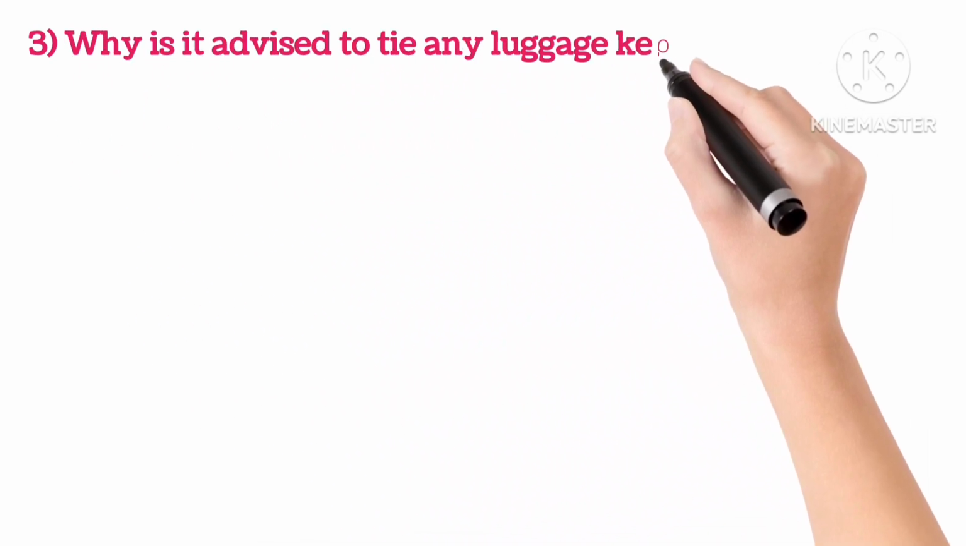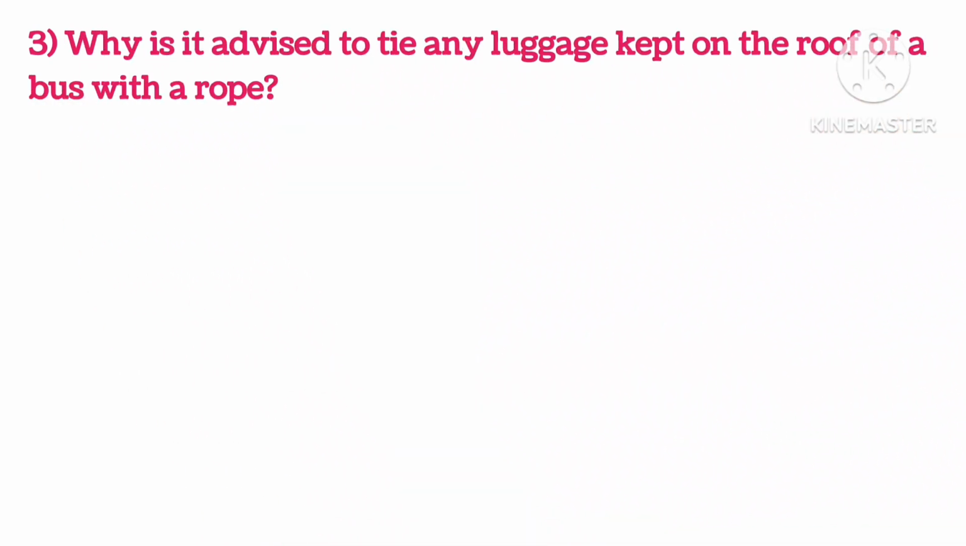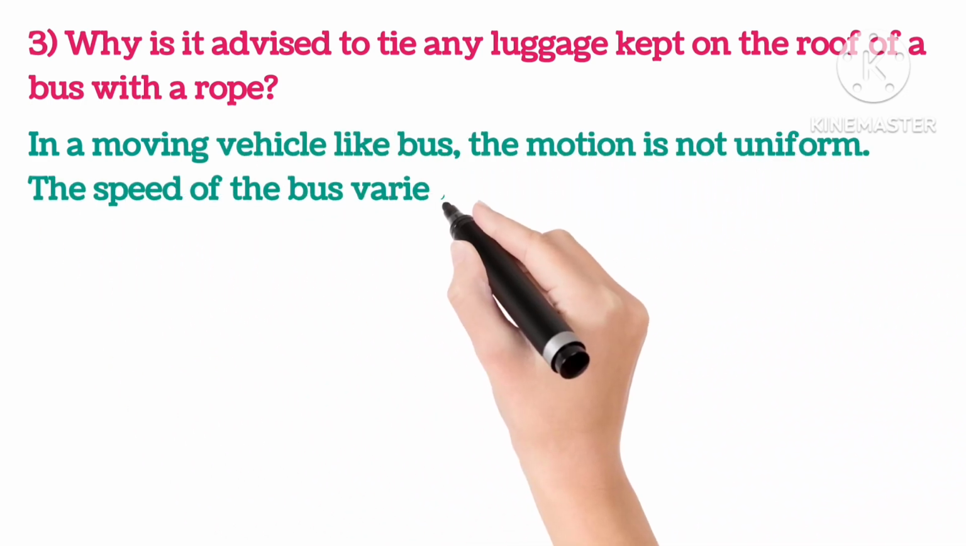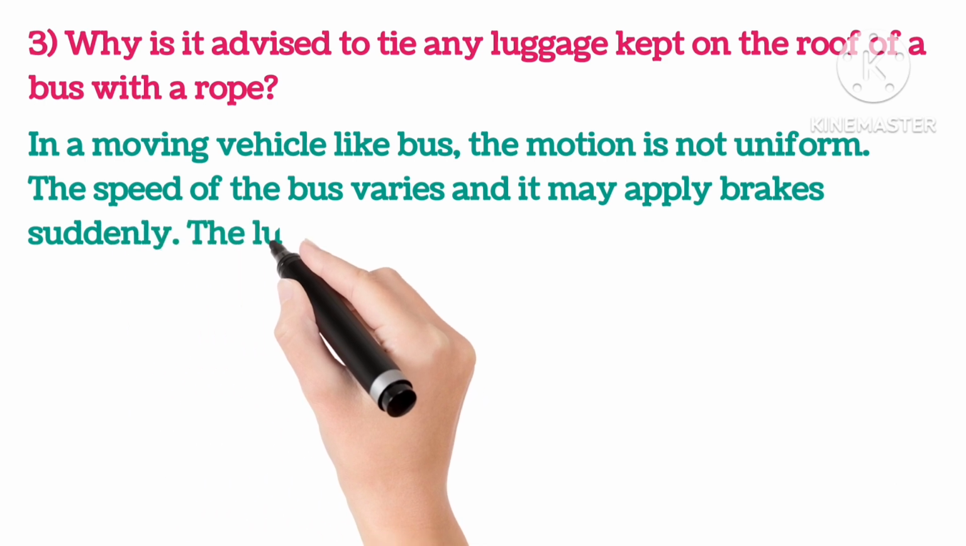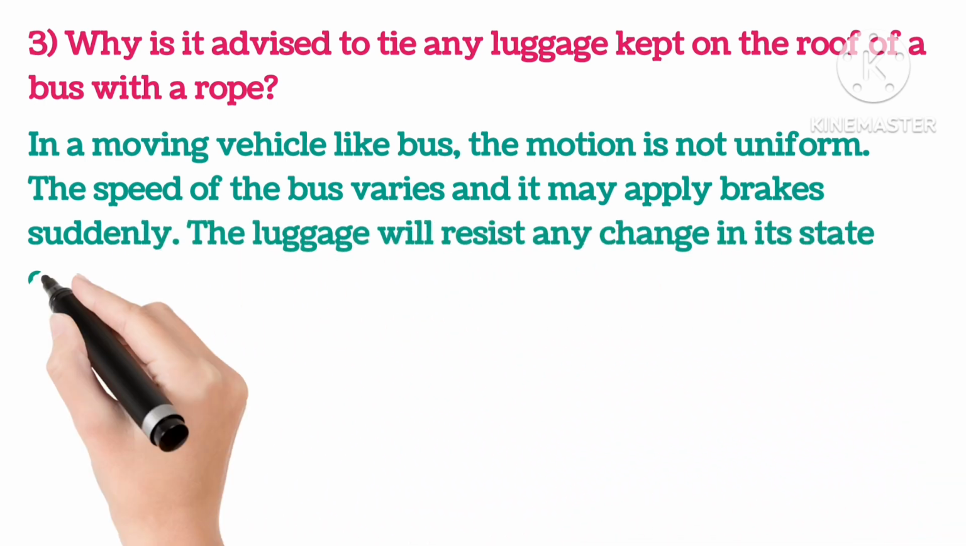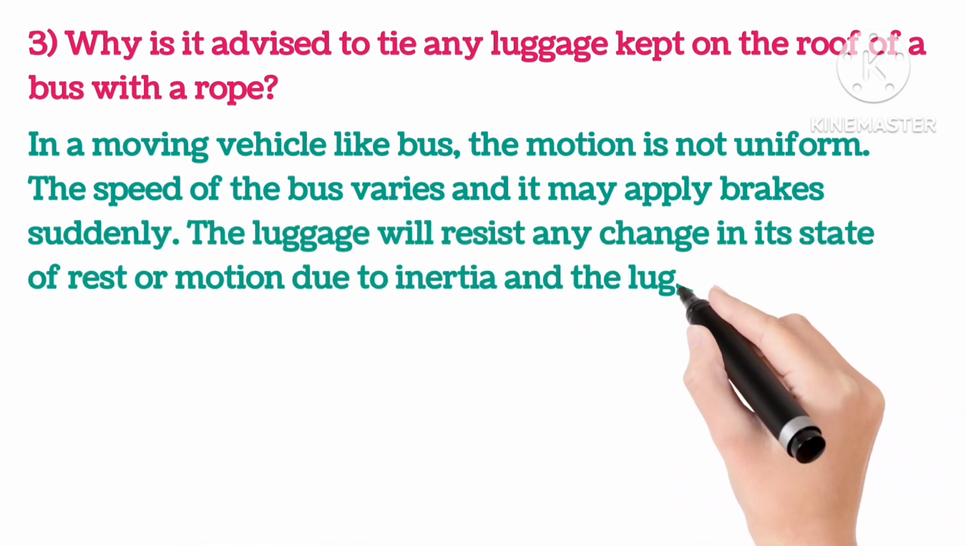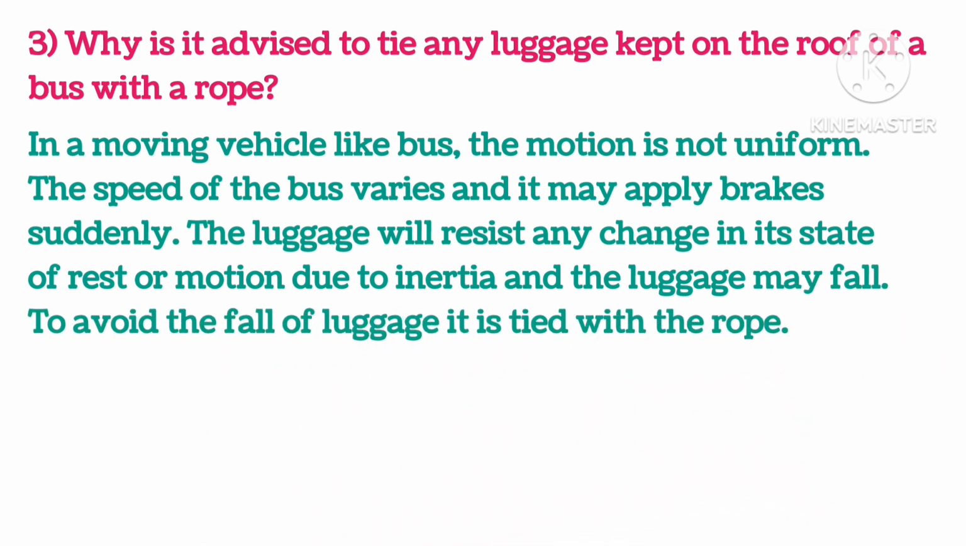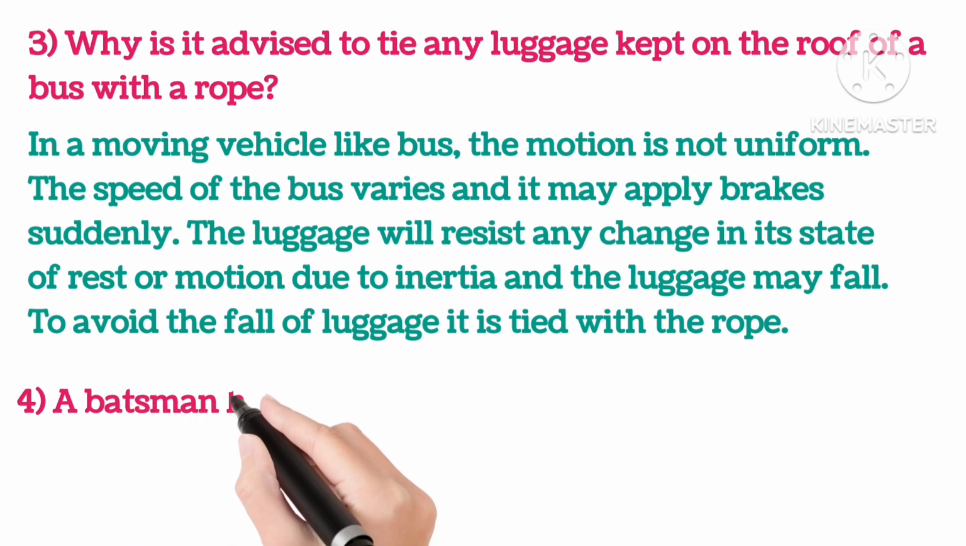Third, why is it advised to tie any luggage kept on the roof of the bus with a rope? In a moving vehicle like a bus, the motion is not uniform. The speed of the bus varies and the driver may apply brakes suddenly. The luggage will resist any change in its state of rest or motion. Due to inertia, luggage may fall. To avoid the fall of luggage, it is tied with rope.